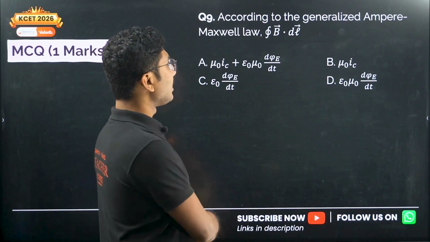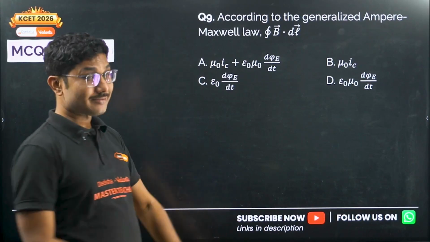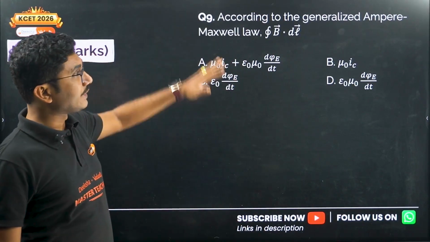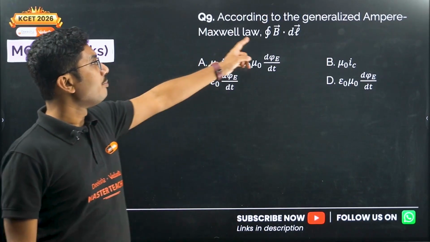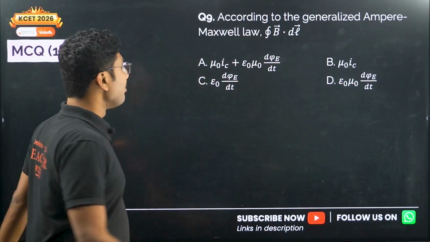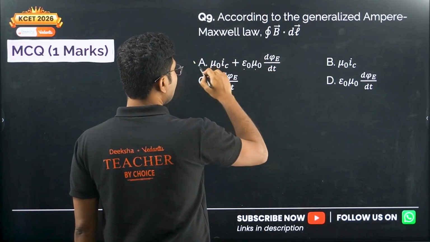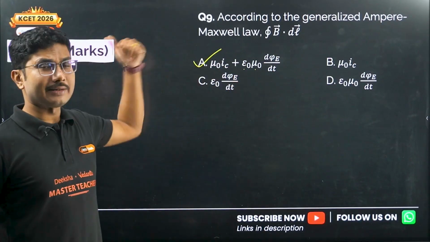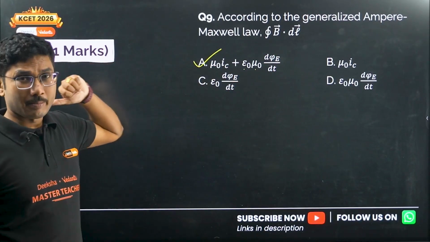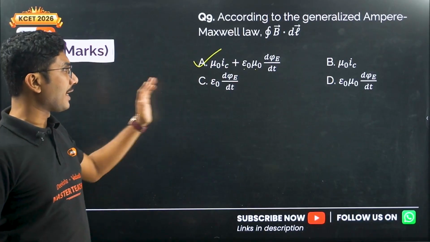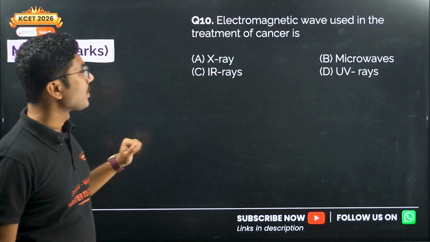According to the generalized Ampere-Maxwell law, so that's what I was talking about, B dot dl equals to mu naught I_C plus epsilon naught mu naught d phi_E by dt. Okay, this question and the displacement current question came multiple times, so be careful, keep an eye on this type of question.